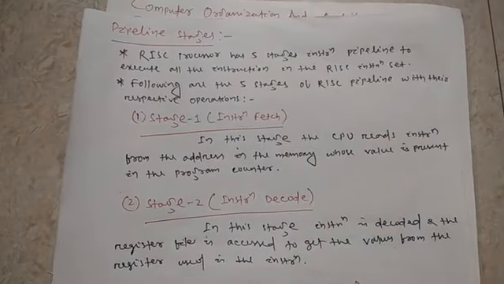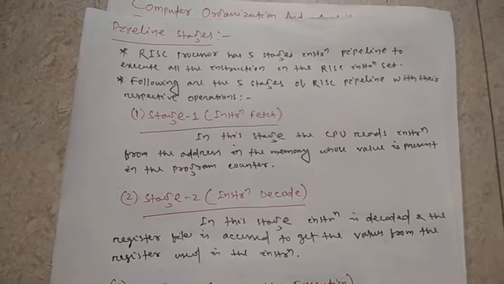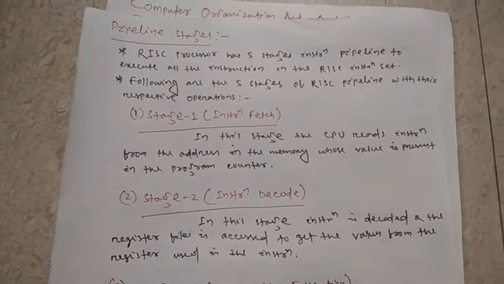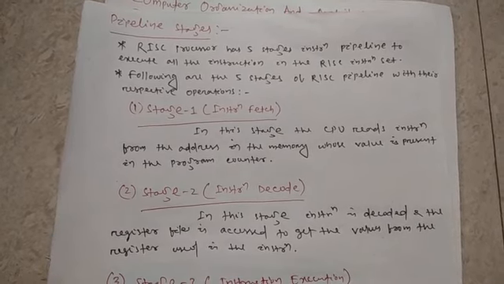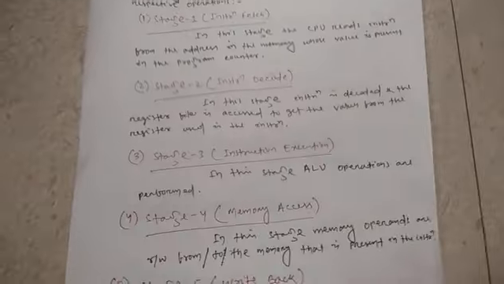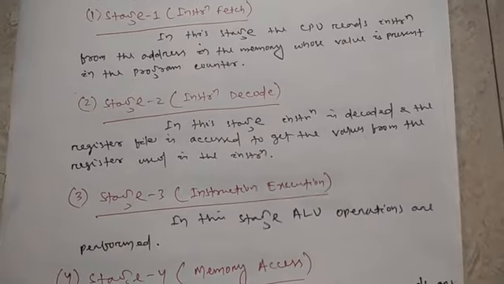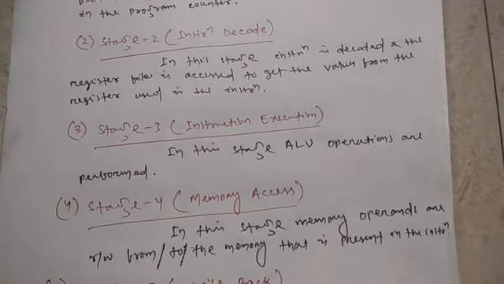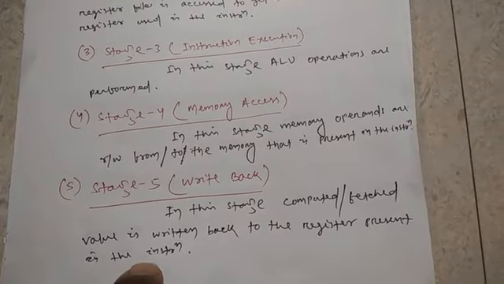Then we discussed the different stages of pipelining. According to the RISC process, there are 5 stages to execute an instruction in a pipeline. So these 5 stages are: Stage 1 is instruction fetch phase. Stage 2 is instruction decode phase. Stage 3 is instruction execution phase. Stage 4 is memory access, and stage 5 is write back.